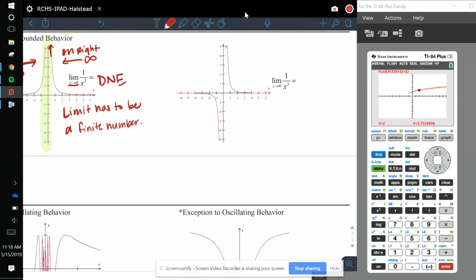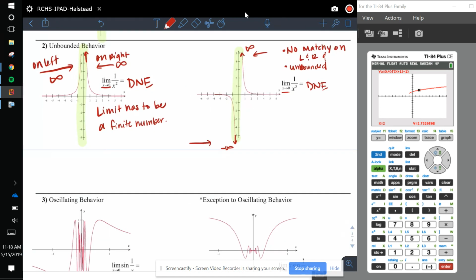For the next one, as x goes to 0, on the left the graph is going down towards negative infinity, and up on the right to infinity. This is like a double no. No matchy-matchy on left and right, and it's unbounded. So the limit does not exist.